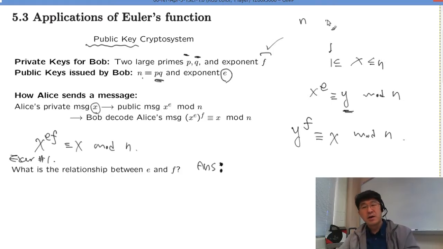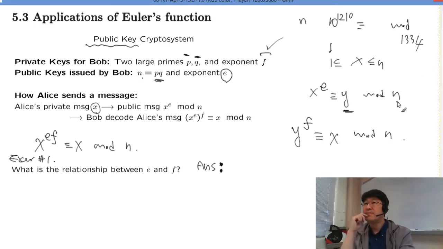What was that? 10 to the 1210. Oh, it was a 1210. Remember 1210? That was mod 2018? No, it wasn't 2018. What was it? Like 1334? Something like that. But we were able to knock this one down.